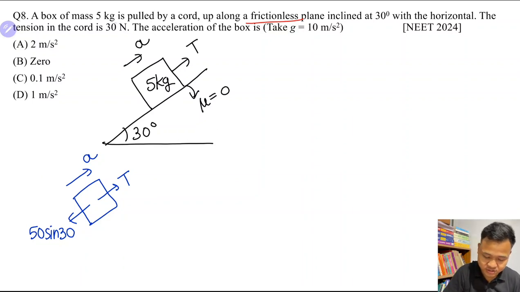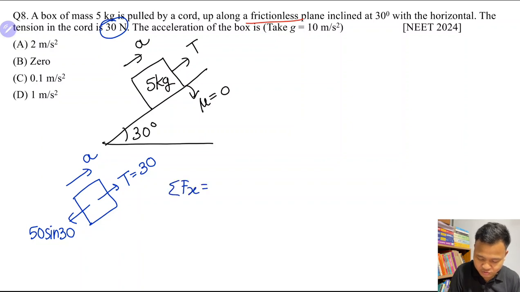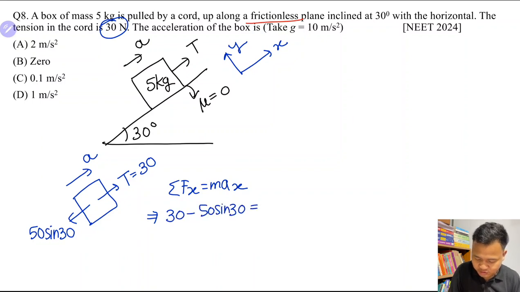So the tension in the cord is given as 30, right? So that means this is 30 Newton. So simply use the force equation Fx equals max. So this is x and this is y, right? So I have 30 minus 50 sine 30, and this should be equal to mass, which is 5, into acceleration a.